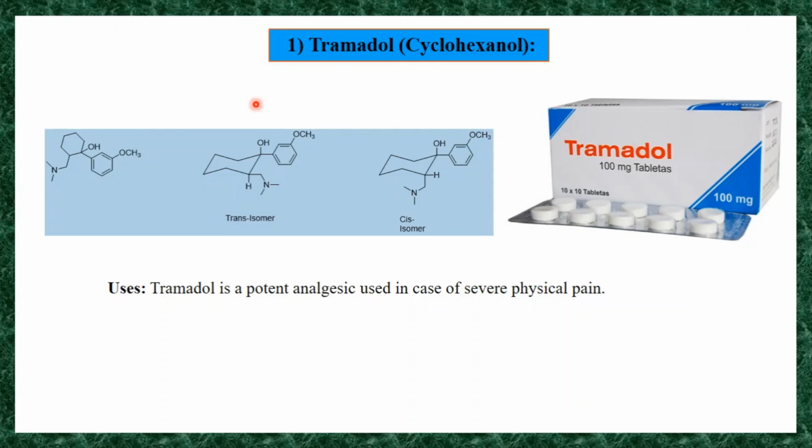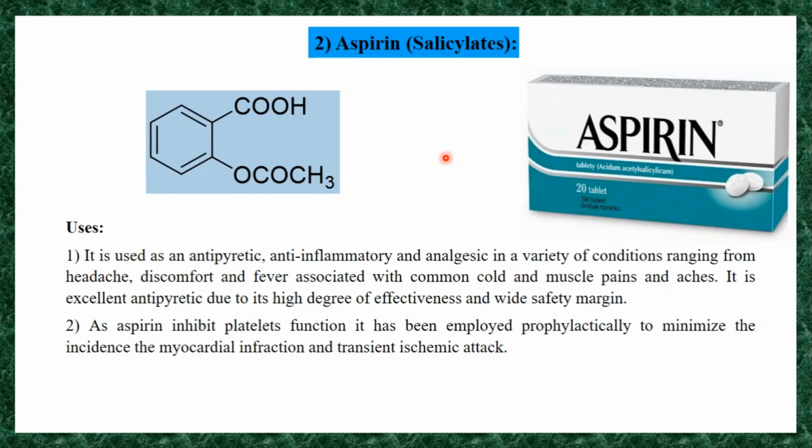Under the cyclohexanol derivative we have taken the example of tramadol. It is a recent analgesic drug used in current times, and it produces analgesic action similar to opiates. It is formed as a mixture of cis and trans, but the trans isomer has more analgesic action than the cis one. Then next slide.